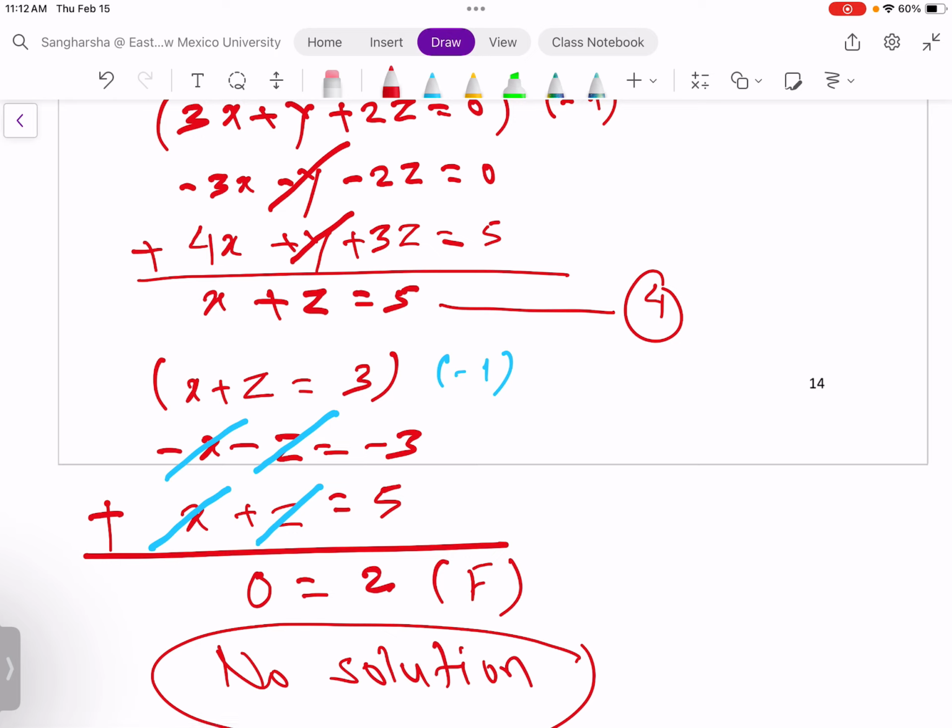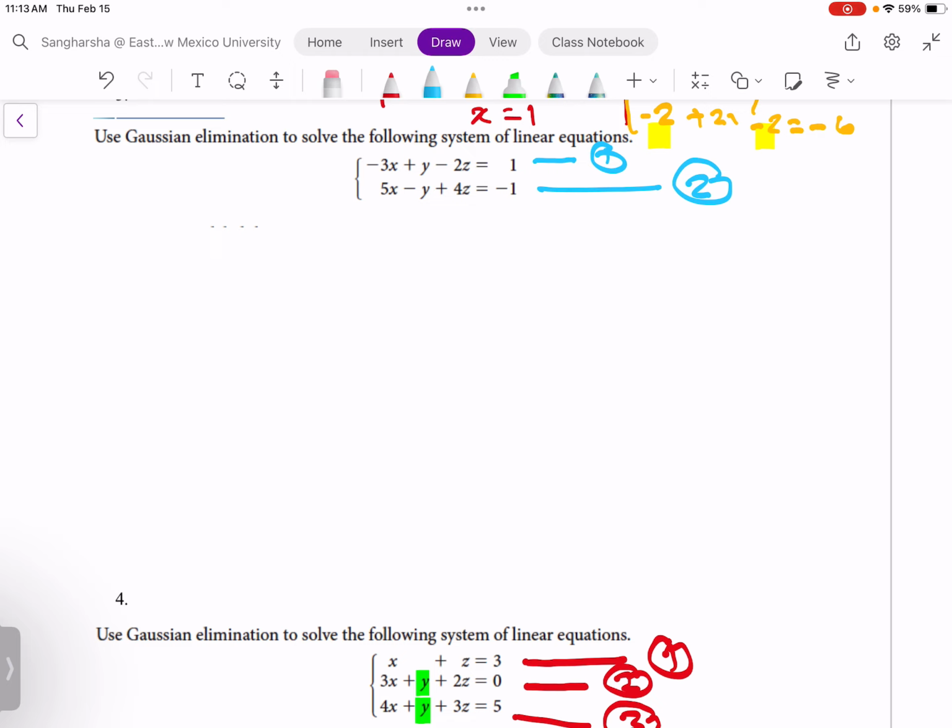Okay, now let's try to solve this system and find the solution. So we have 2 equations. Let's call them equation 1 and equation 2, and let's try to eliminate one variable. What variable is easy to eliminate here? Y, right? And we just need to add. So let's add these 2 equations.